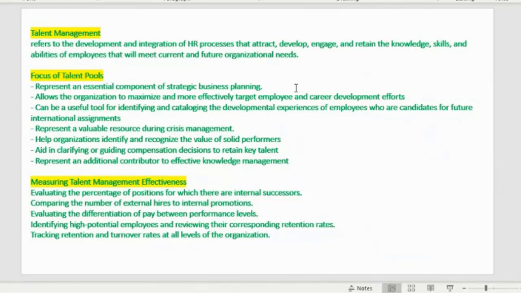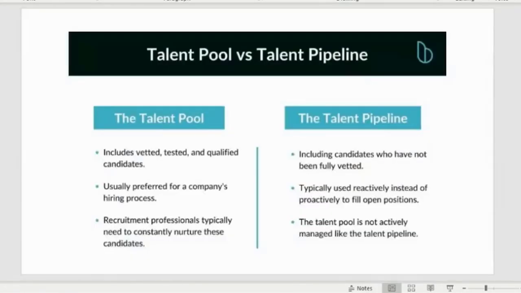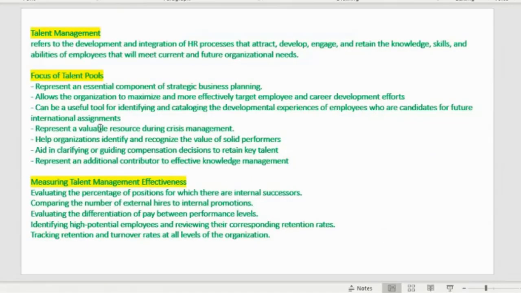So the organization can meet its current and future organizational goals. Now, there's something called talent pools, and we're going to talk about that a bit more. But the focus of talent pools is it represents an essential component of strategic business planning. It's basically you having a pool of talent that you can draw from when you need that talent to fill a position.